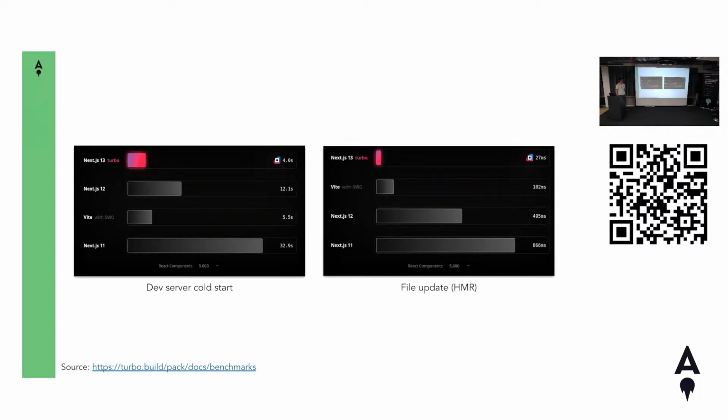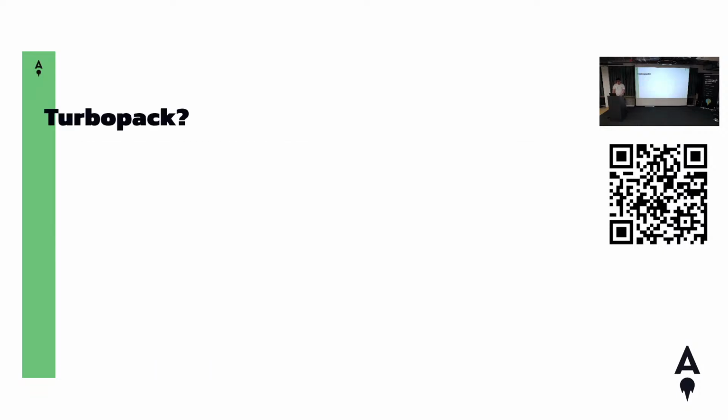So remember those benchmarks from earlier. The Next.js with TurboPack is even faster than Vite. Not by much, mind you, but there's a significant difference. So how do you actually use it? Well, if you are using Next.js 14, you can opt into using TurboPack.